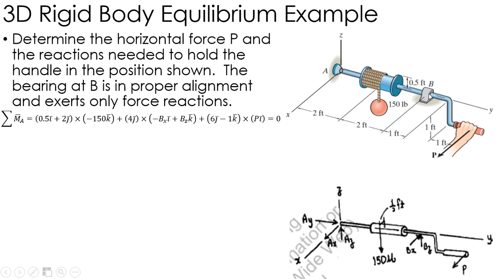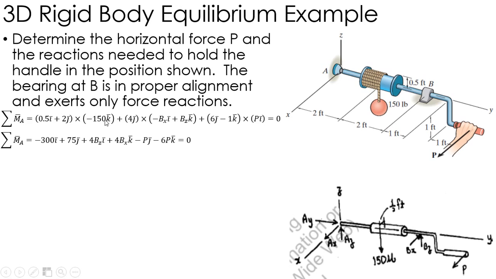The next forces I have are at B, which is 4 feet down the y-axis. So I have 4j crossed with my 2 reactions at B. The free body diagram here has Bx going in the negative x direction, that's why this negative's here, plus Bz in the k. The last one is this P force, which is 6 feet down the j-axis, and then negative 1 foot in the z direction. So I get 6j minus 1k crossed with P in the i direction, because P is in the x direction. So I've got those 3 cross products I need to do, and I'm going to do those in 3 dimensions, which I have here.